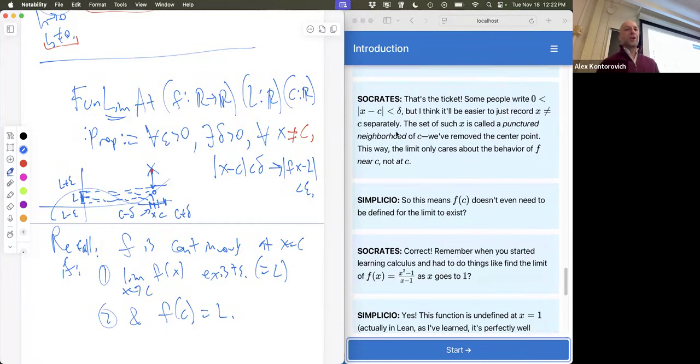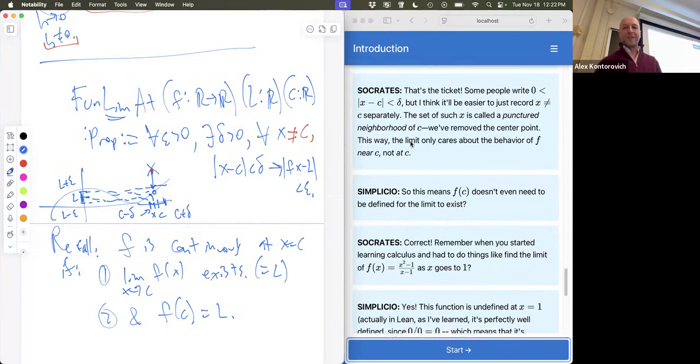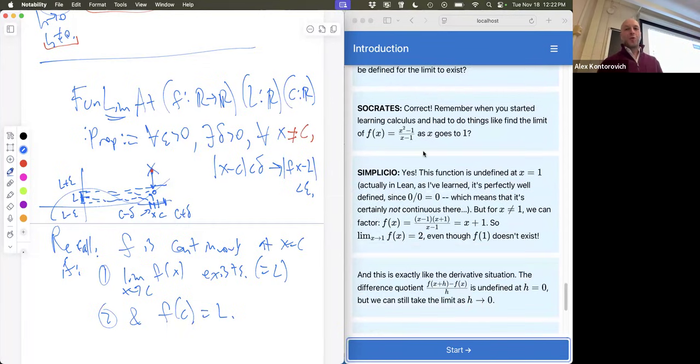Okay, and this is called the punctured neighborhood of C. If x is in a punctured neighborhood of C, it's in a window of C, but you're not allowed to take C itself. So you pop one point out of it. And then why do you want to do that?